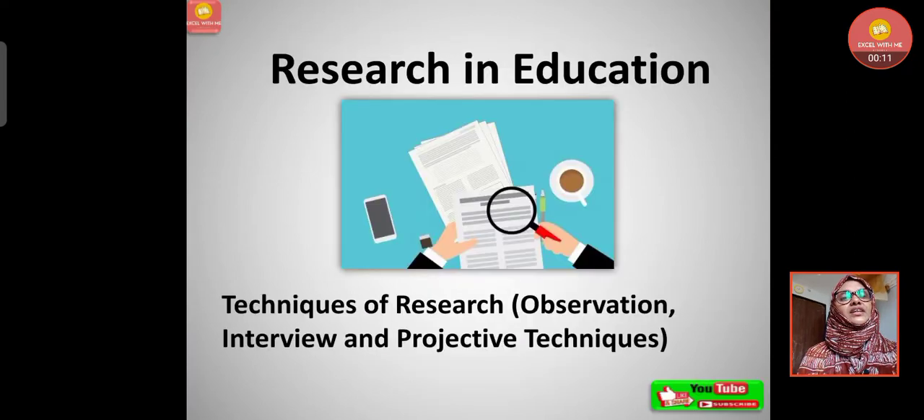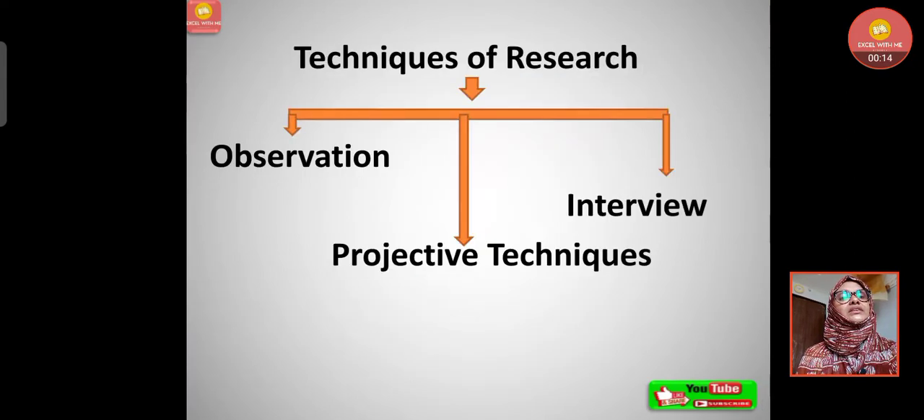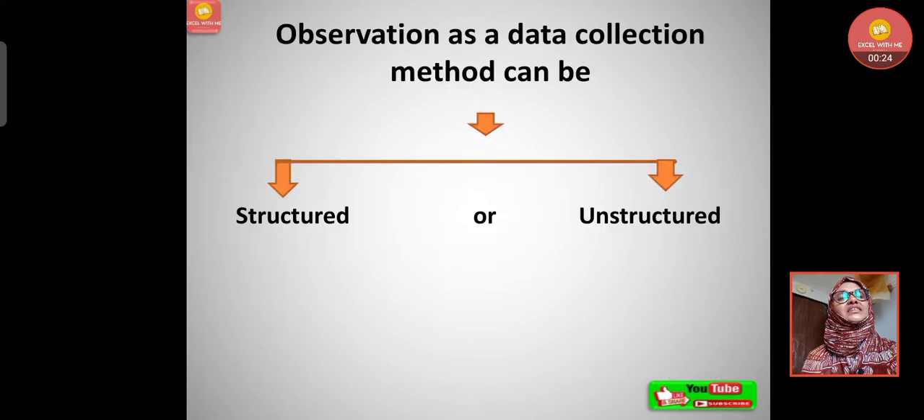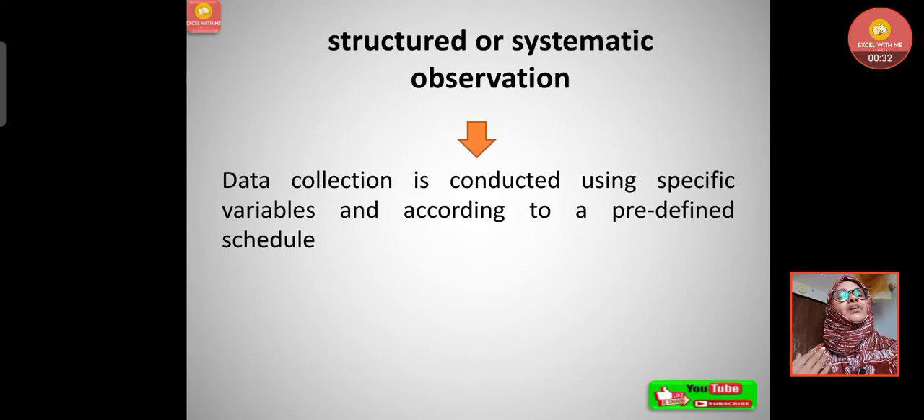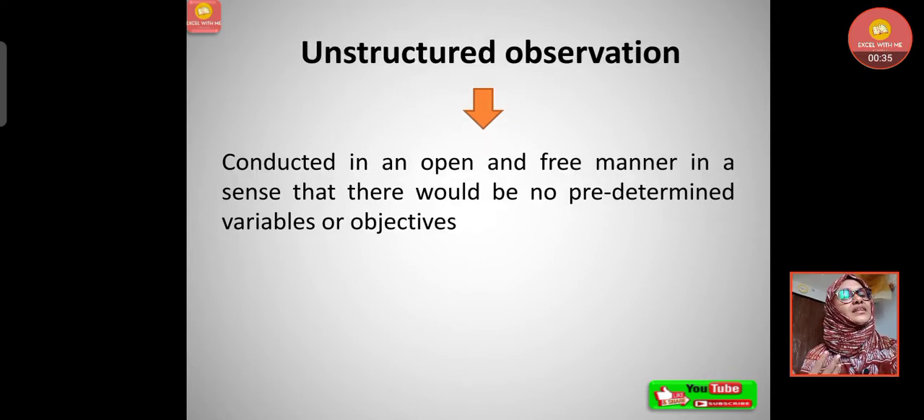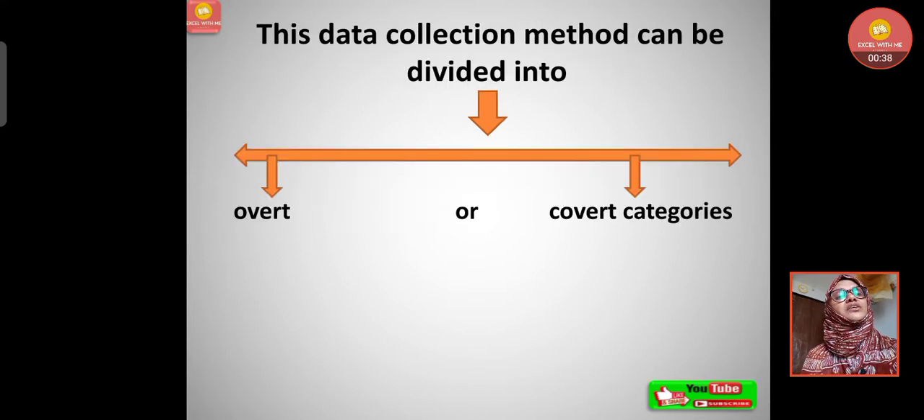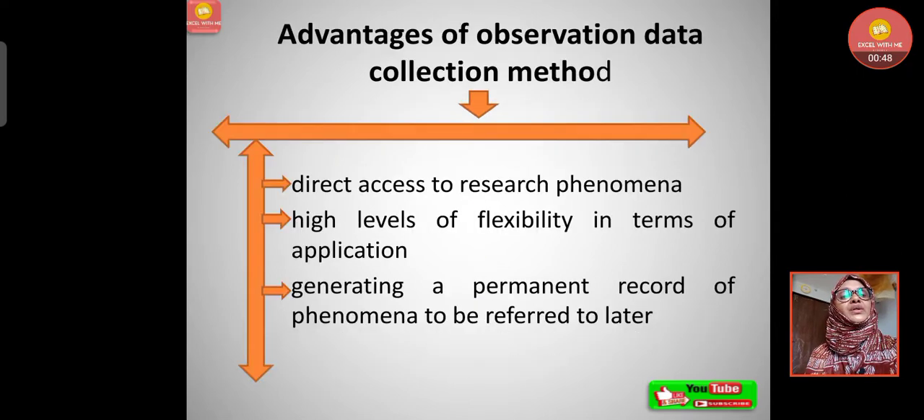Let's start today's class, that is Research in Education, Techniques of Research. Already we have discussed three, that is observation, interview, projective techniques. In the previous class we have understood observation in detail and what are the methods by which data can be collected, that is structured or unstructured. Structured we can call systematic also, and then unstructured observation. And also we have understood how we can divide the data collection into two, that is overt and covert categories. We have understood in detail.